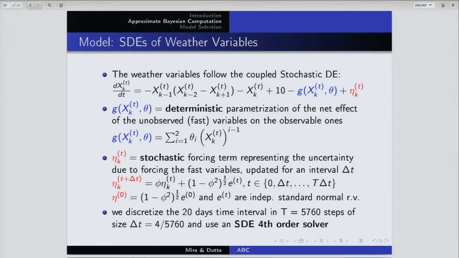The deterministic part is called G, and this deterministic part has a parameter theta, which in this model is a two-dimensional parameter. So it seems a very complex model, but really the parameter space is two-dimensional. And those are the parameters where we want to make inference. And then there is a stochastic forcing term that represents the uncertainty in the model, determined by us forcing the fast weather variables, those variables that are not observable, which we force into the model.